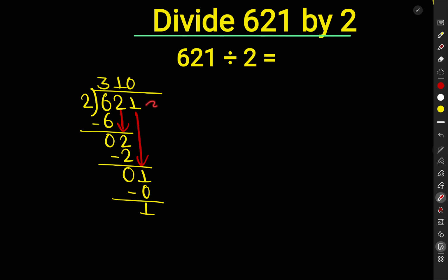So now there is no other number to put it down. So we take here decimal so that we put 0. So it is 10 and 2 times 5 is 10. On subtracting we get 0. So 621 divided by 2 is 310 decimal 5.